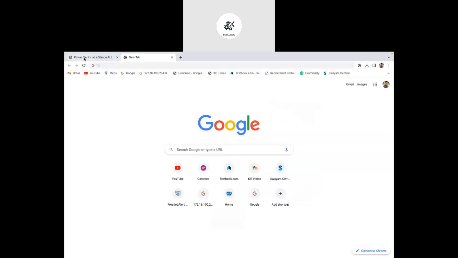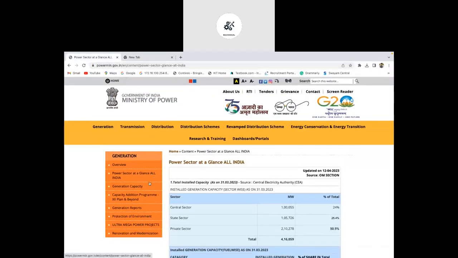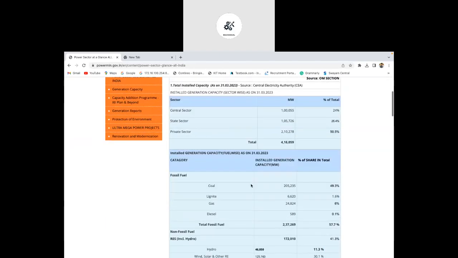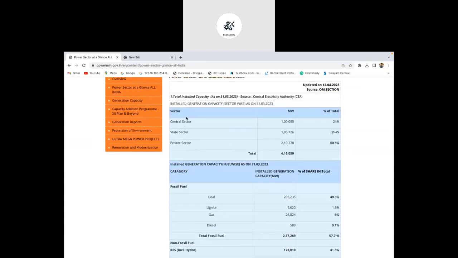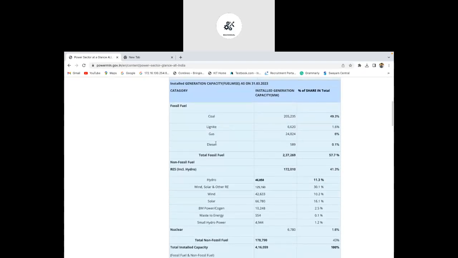Okay, so for the current status, you can see this website of the Power Ministry, where you can see the actual generation of electricity in India, resource-wise and also sector-wise. Here is the sector-wise generation: the central sector generates nearly 24%, the state sector generates 25%, and the private sector is largely generating the power, around 50%. So that is sector-wise.